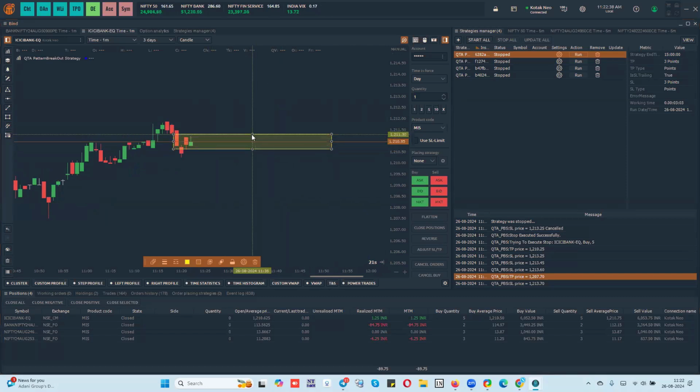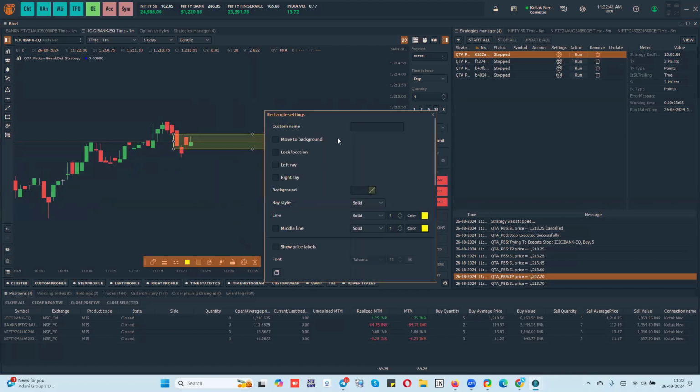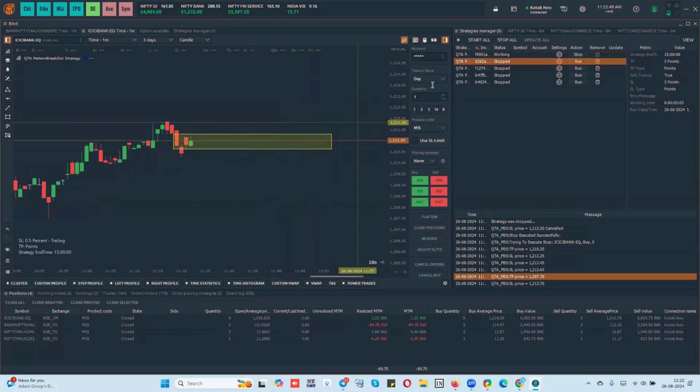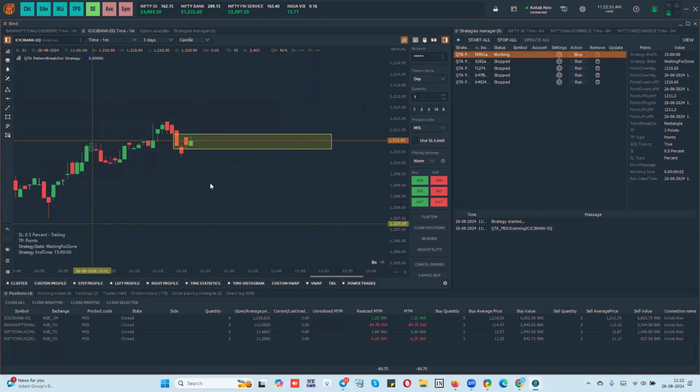So again, I need to go to the settings, write QTA and lock location. So this will lock the location. Now click on the Control key and the strategy started working. You can see the details of the strategy, and the status of the strategy working out here. So let's see whether the market breaks the upside or downside. Depending on that, we will have a trade.